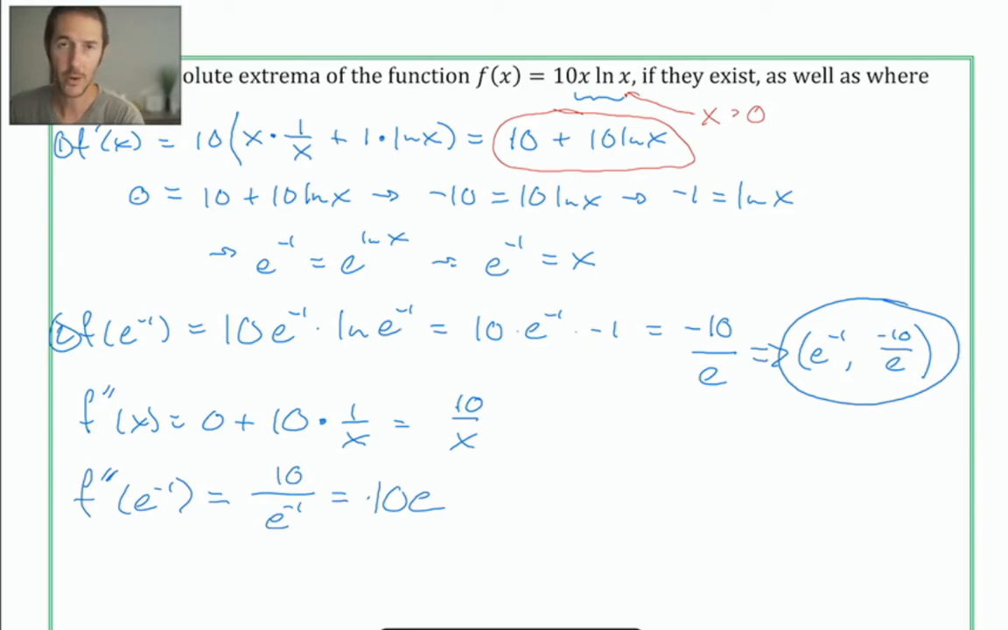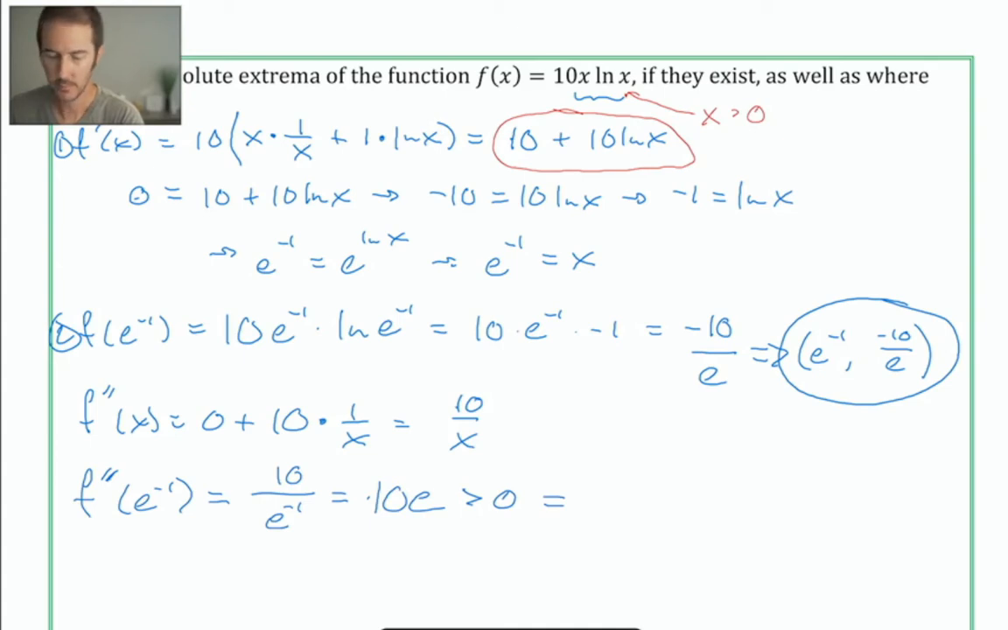I don't care what 10 times e is. The only thing I care about is the fact that this is greater than 0. I happen to know that e is approximately 2.8. I believe it's 2.8, or is it 2.7? Let me remind myself. E to the first power is 2.718281828. Those are the first 9 decimal places. It does not repeat after that. Those just happen to be the first 9 decimal places.